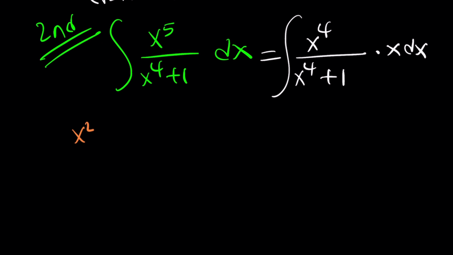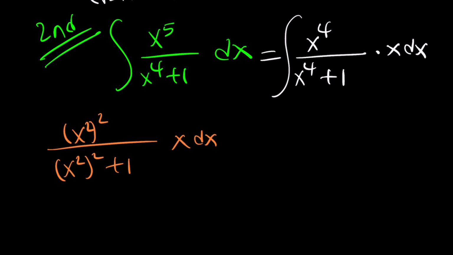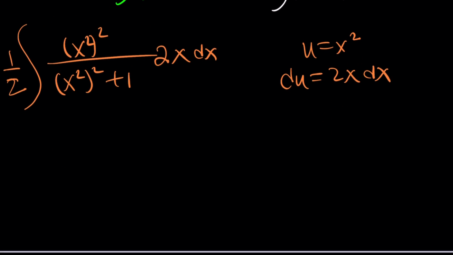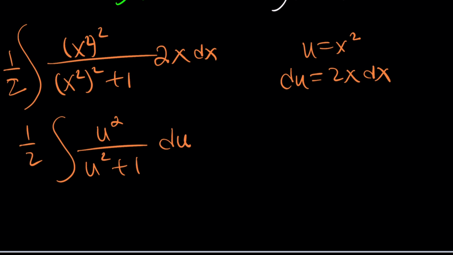You know why? Because this is x squared squared, this is x squared squared plus 1, and this is x dx. Now, if you choose x squared to be u, then du would be 2x dx, and I have x dx. So I can put a 2 here and a 1/2 here, and everything is good. Everything is awesome. Now take a look at this. This becomes 1/2 u squared divided by u squared plus 1 du. How do you integrate this?